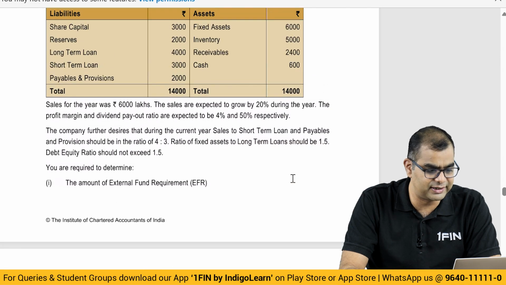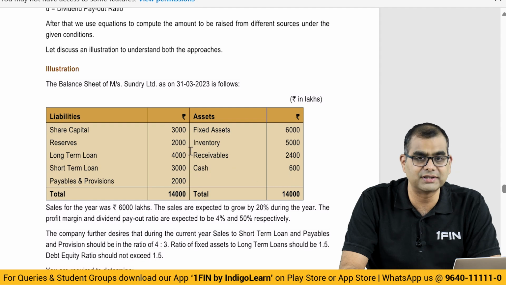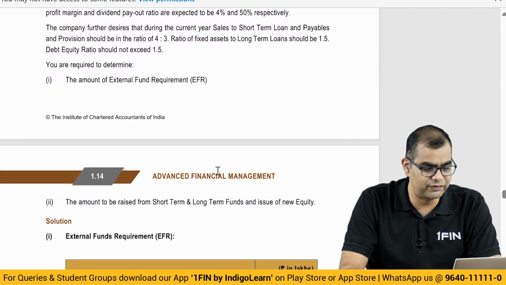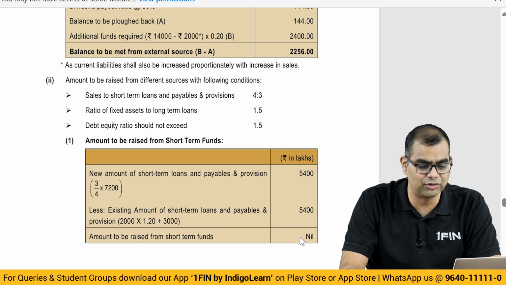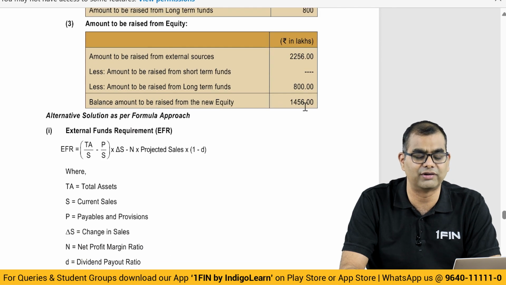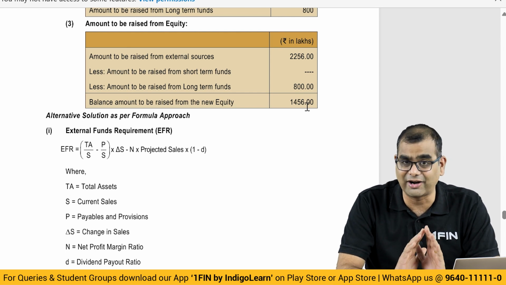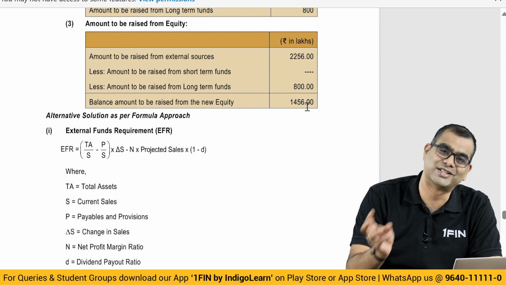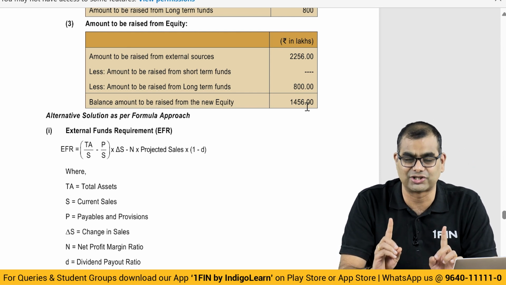This is the only question they have added in this particular chapter, financial policy, corporate strategy. All the numbers, as I said, are multiplied by 10, amount of external fund requirement, and you see here, amount to be raised from short term funds is nil. The balance is 540, what I was saying, they have put 5,400. Balance from external source 2256, I had 225.6. Then they said balance from new equity 1456, I had said 145.6. So the same question I have solved in the class is 100% right. Probably we'll have to shift from business valuation to financial policy and corporate strategy. That's all. This is the change in the first chapter, one illustration that has been added.